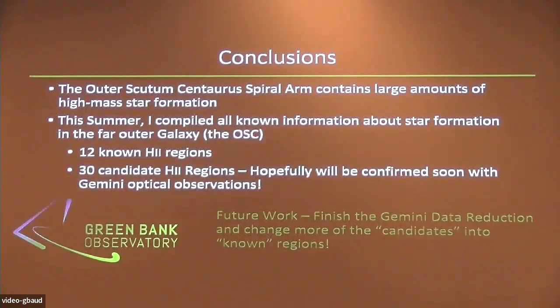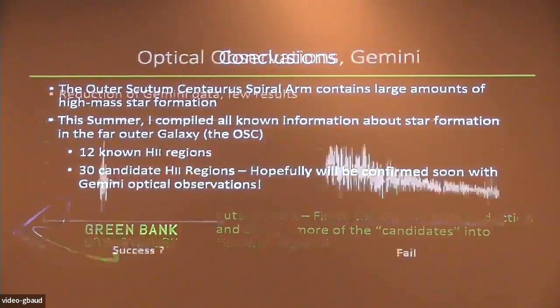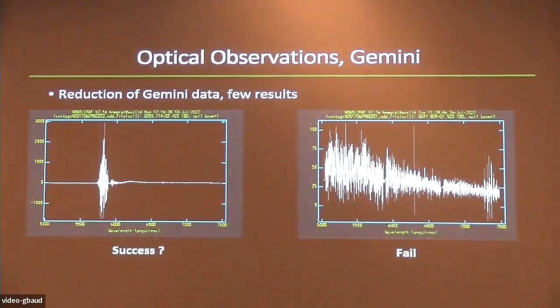Go ahead, Pedro. In the previous slide where you showed the spectrum with no detection, what does that mean for that particular region? What do you mean? Sorry? Like if you have no H alpha emission, then how would you catalog this object? So I catalog it as an H2 region.